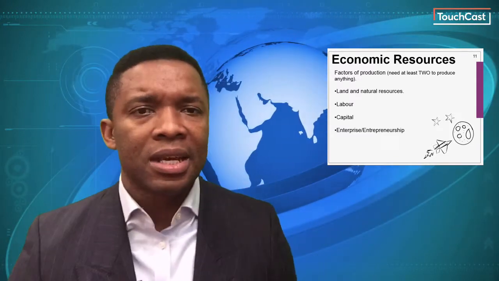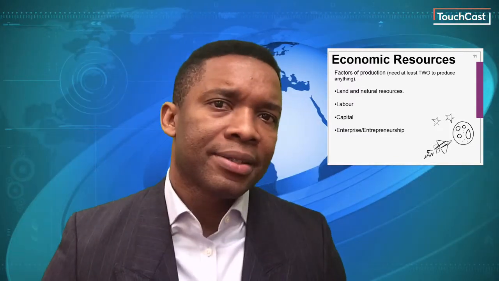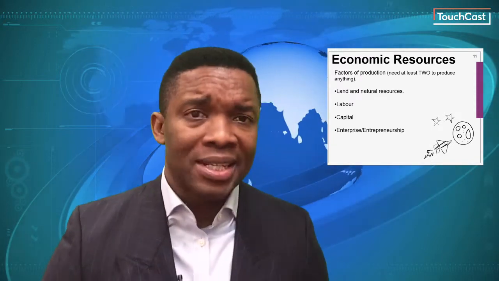Finally, enterprise is human resources that combine resources to produce new goods and services and bring them to the market. And lastly, an entrepreneur combines land, labor, and capital together, taking risks on the way. Interestingly, entrepreneurs are able to spot opportunities and are perceived to be risk takers.